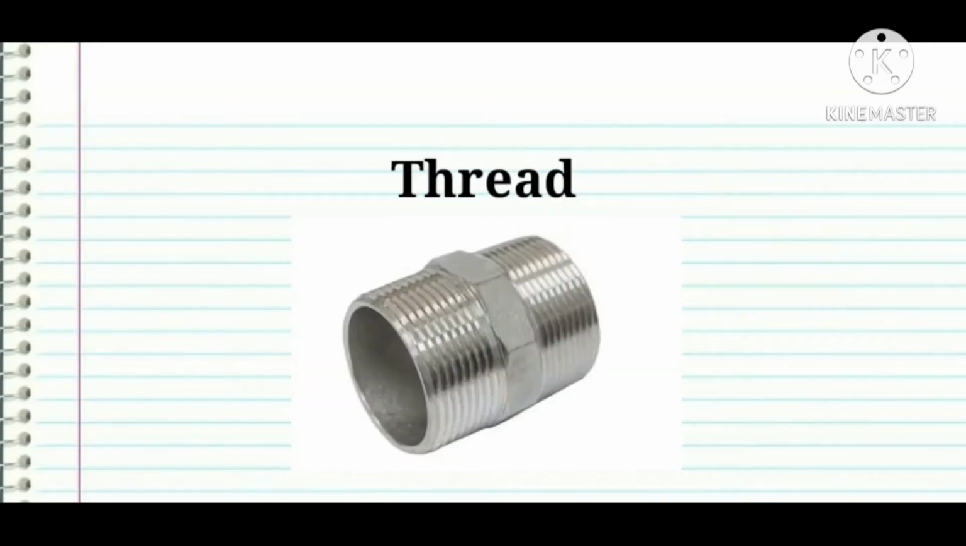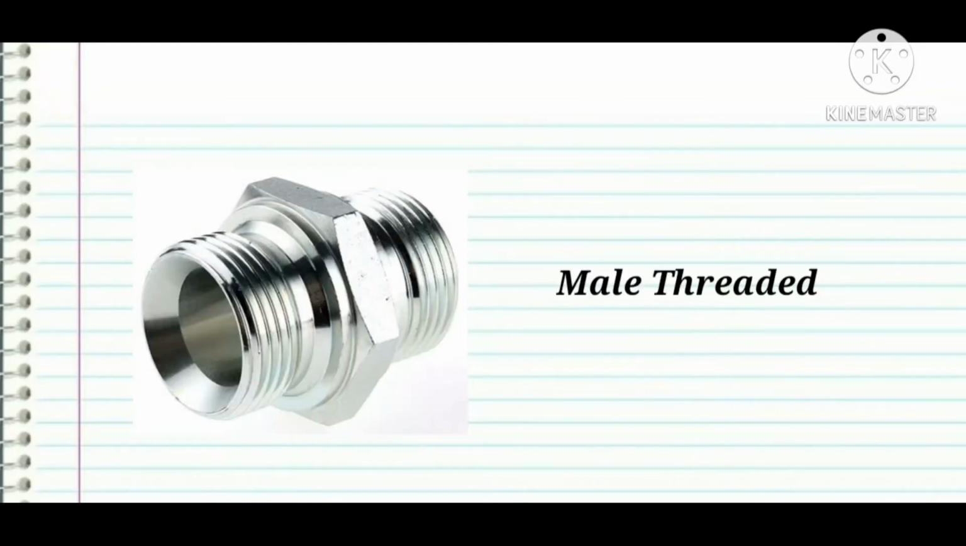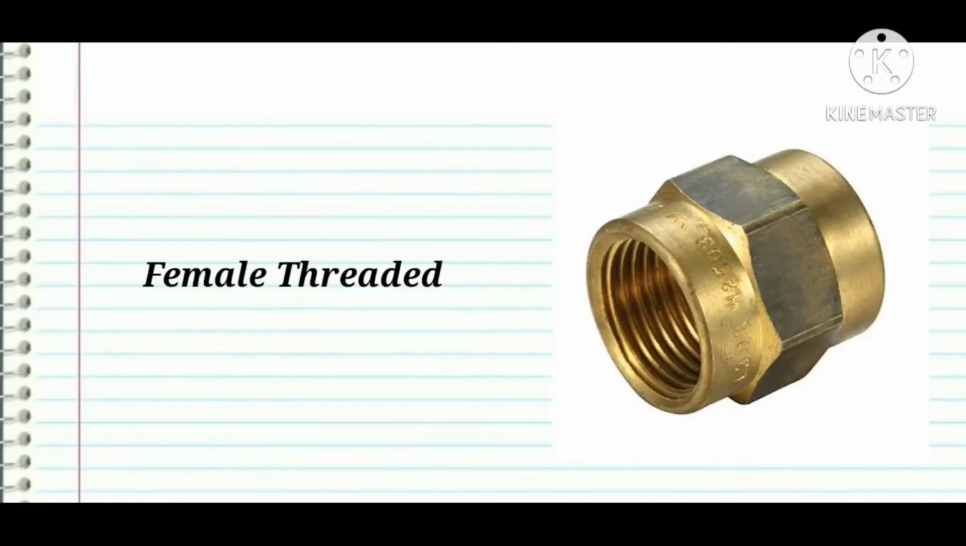Pag sinabing threaded, ang ibig sabihin nito ay ruska sa Tagalog. Ito ay ang paikot ng ngipin sa katawan ng tornilyo o tubo at iba pang bagay para mapaikot o mahigpitan ito. Pag naman male threaded, nasa labas ang ruskas nito gaya na nasa larawan. Kapag female threaded, naman ay nasa loob ang ruskas.